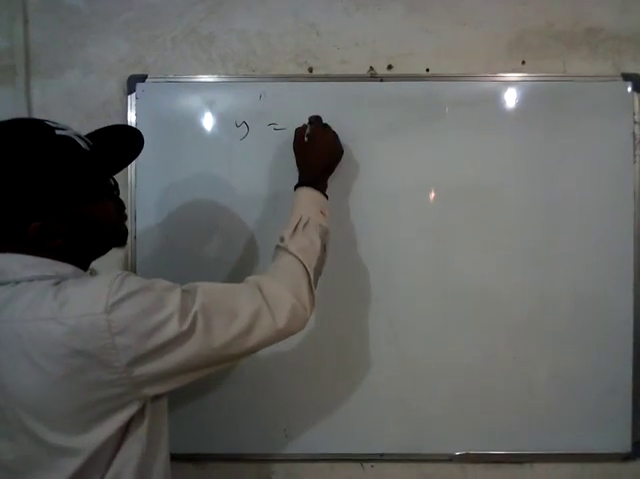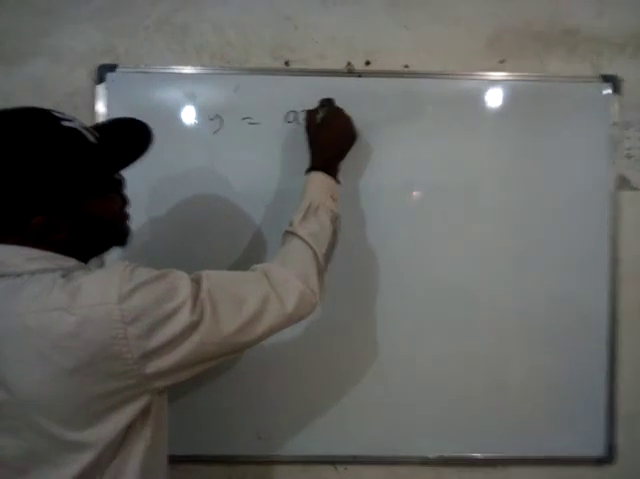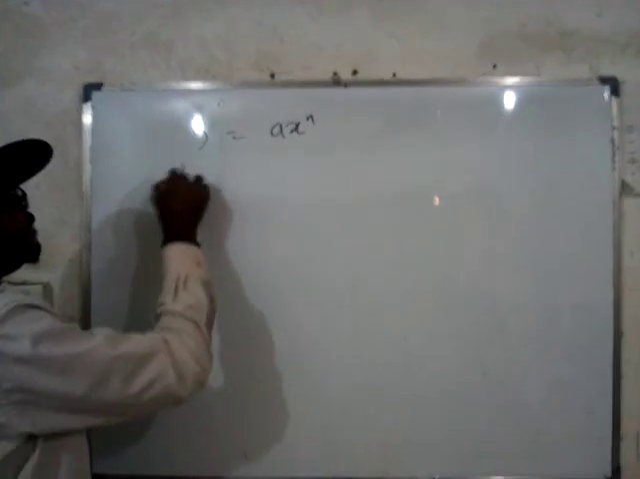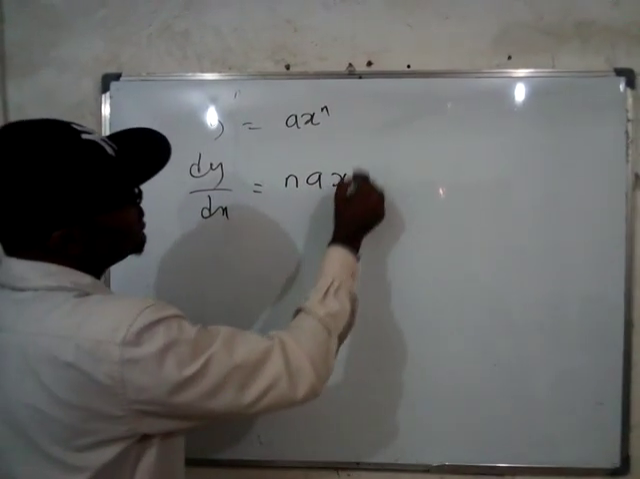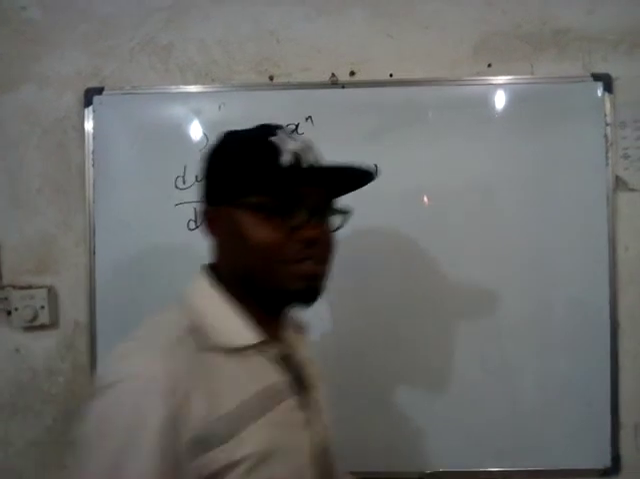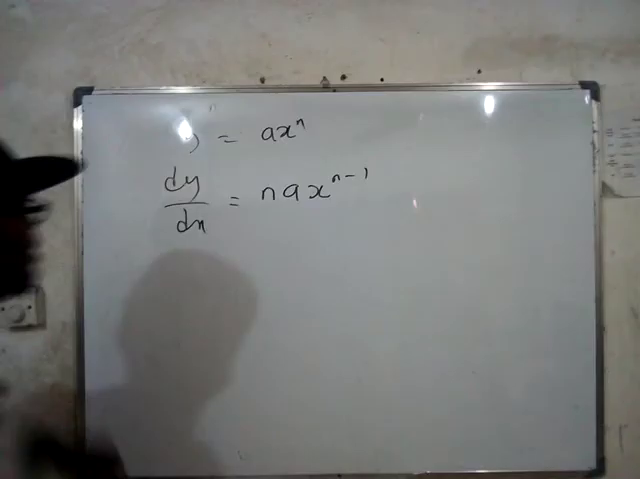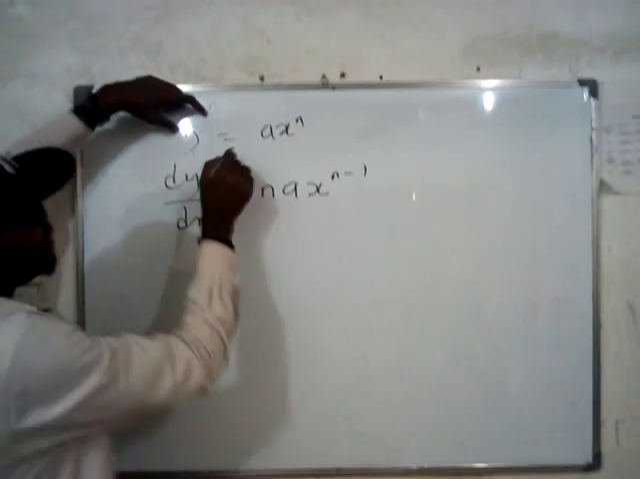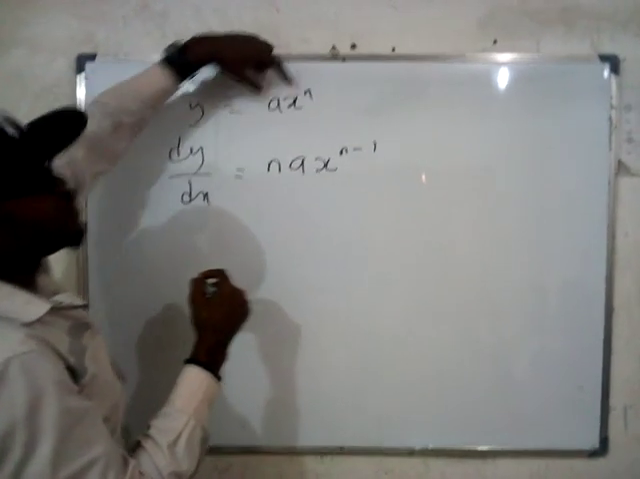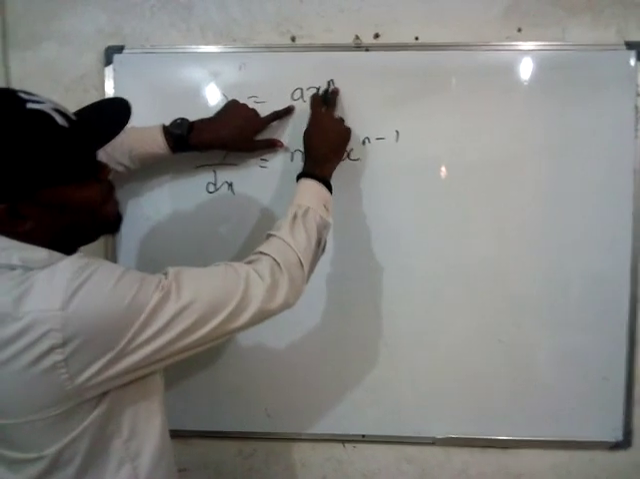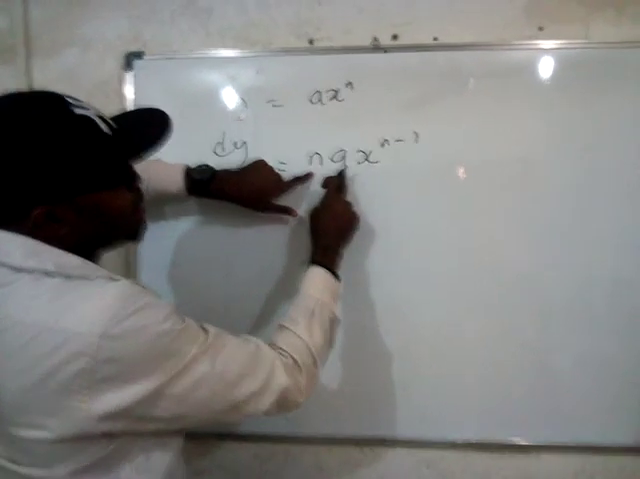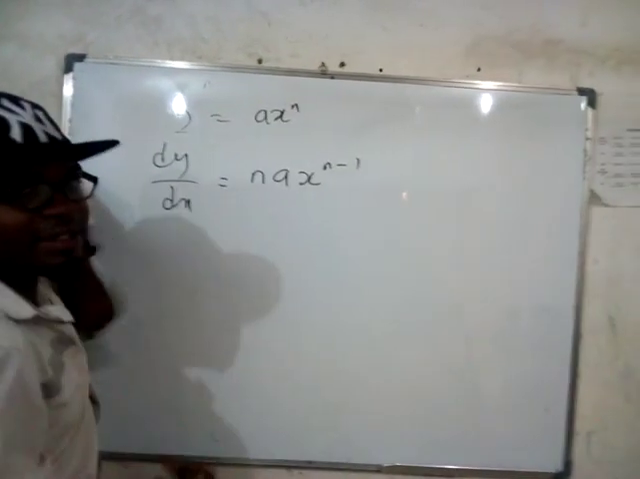Now, I told us that given y equal to ax to the power n, the differentiation of y with respect to x is simply equal to n a x to the power n minus 1. Is that not what is in your note? Yes. That's the first statement. So if you're given an expression y as a function of x in this way, to differentiate it, simply carry the n, bring it to the front, then subtract 1 from the n.